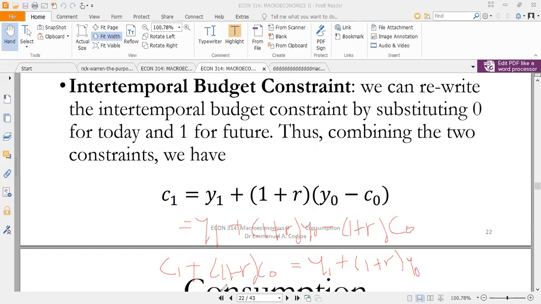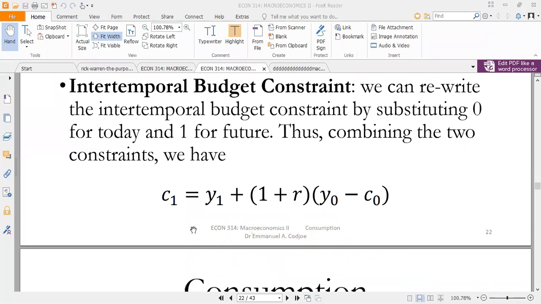Okay, so now if we want to discount them, we'll divide through by the discounting factor. When you divide through by the discounting factor, it means that you are bringing the future values to the present time. Okay, so the future consumption, which is C1 in the present time, will be C1 over (1 + R), the discount rate. And then income in the future brought to the current time will be Y1 over (1 + R). Okay, so that is what they did here.